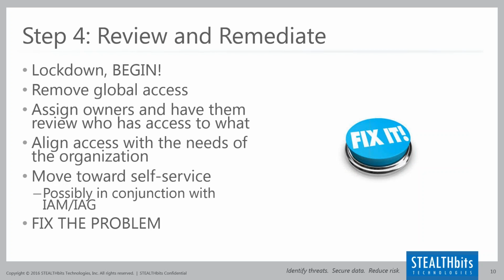Some recommendations here are removing global access whenever possible, assigning owners and having them review who has access to their data, systems, or credentials. Align access with the needs of the organization. Think least privileged and delegated administration, and move towards self-service, possibly in conjunction with an identity and access management or identity and access governance project. And in the end, this will help you fix the problem.